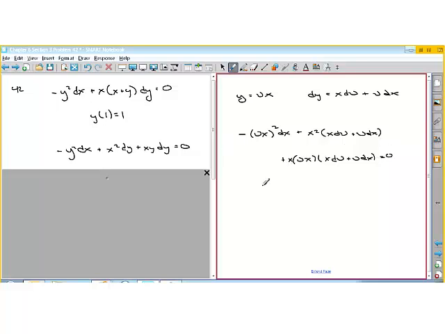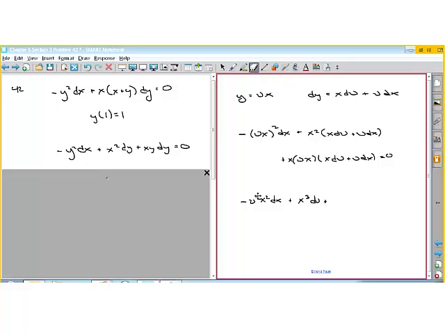Then you multiply everything out. So we'll get negative nu squared x squared dx from the first term. Here we'll get x squared times x, which is x cubed. So we get x cubed d nu. Here we get x.